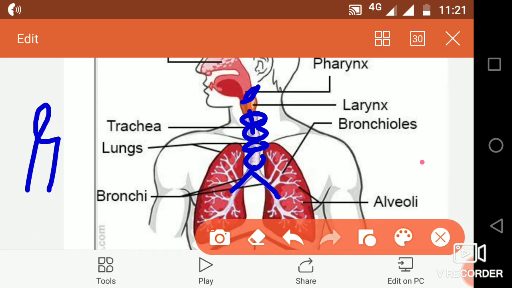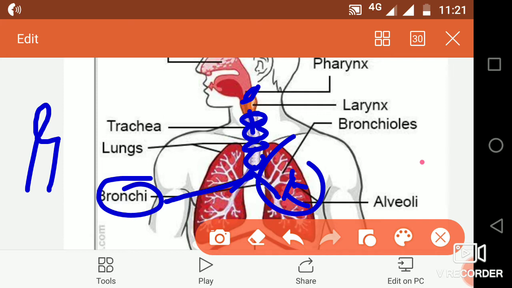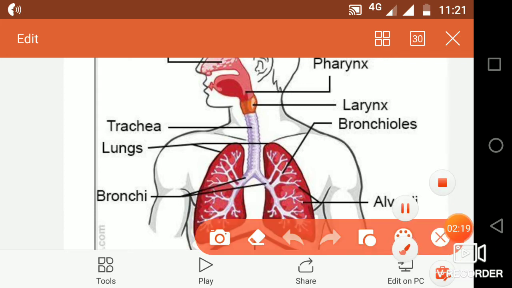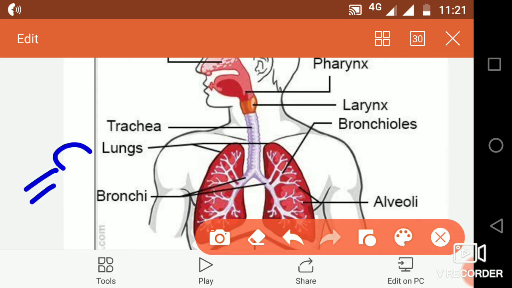Then the trachea divides into two, left and right. When the trachea divides into two, it is known as bronchi, and the bronchi divide into many branches. You can see the small branches of the bronchi here. These are termed as bronchioles. Now each bronchiole is attached to a sac-like structure. This sac-like structure is termed as alveoli.